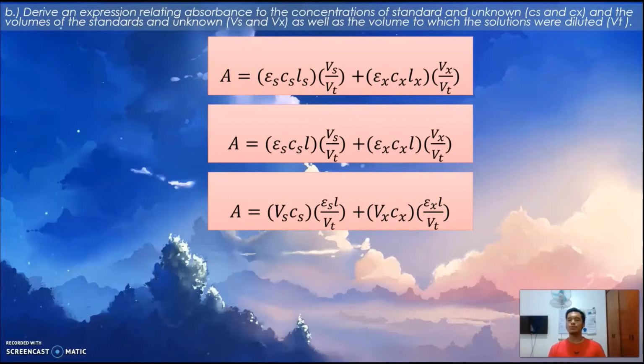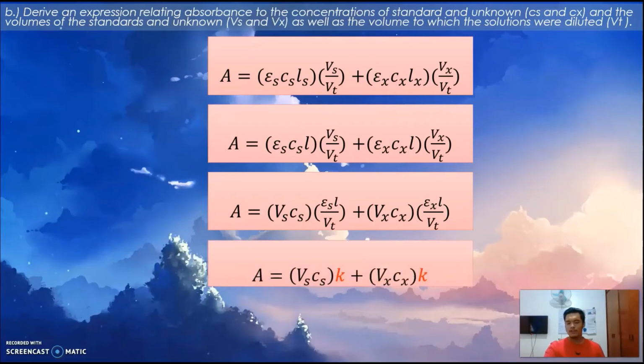Since we need to find a way to relate the volume of the standard and the volume of the unknown with the concentration of the standard and the concentration of the unknown, we'll have Vs and Cs in one parenthesis and Vx and Cx in another parenthesis. Let's just assign epsilon S L over Vt as K and epsilon X L over Vt as K as well, thereby having this expression: VSCS times K plus VXCX times K.